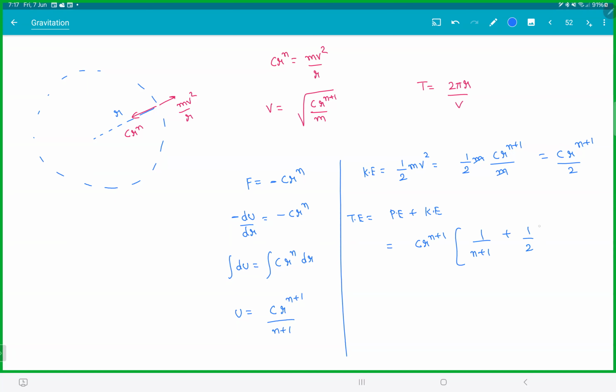by 1 by 2. And we know total energy should be less than or equal to 0, no? Less than 0 for a bounded orbit. Not equal to also. If it is equal to, it will fly off to infinity. This should be less than 0. For stable orbits, total energy should be negative. That is a catch. Total energy is negative. So 1 by n plus 1 should be less than minus half.